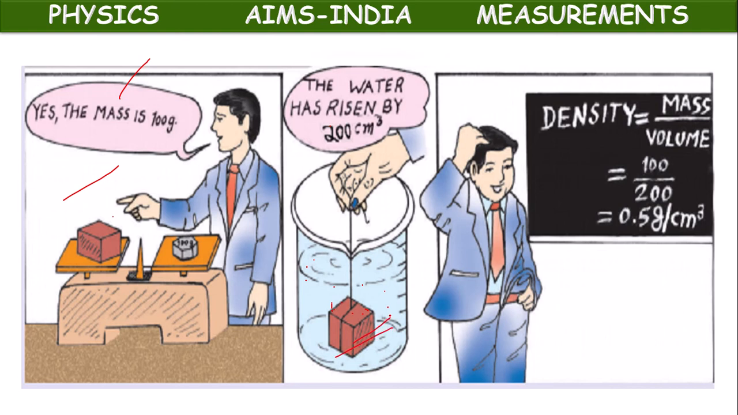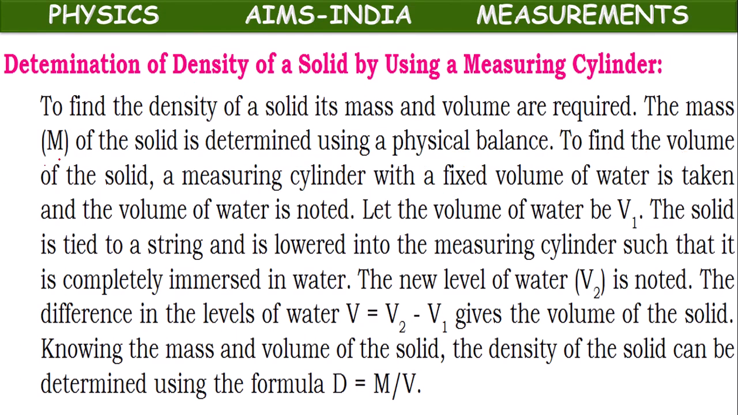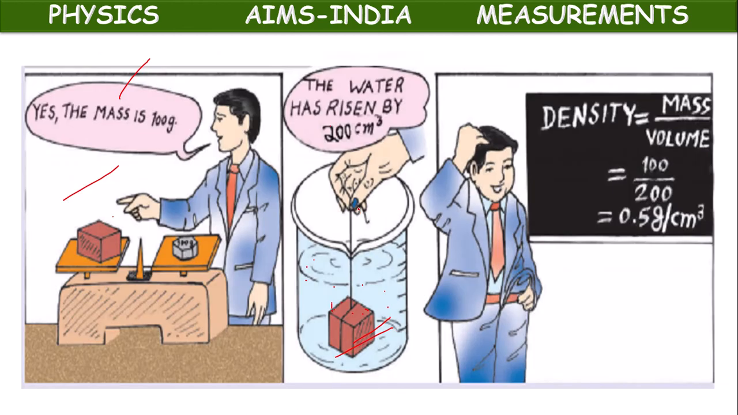We have to take a known quantity of liquid column. So now let the mass be capital M, and the volume of water be V1. Now the solid is tied to a string and is lowered into the measuring cylinder such that it is completely immersed in water. With the help of thread, we are suspending a stone into the fluid, such that it will be immersed completely. Because of this block, the water level will rise.